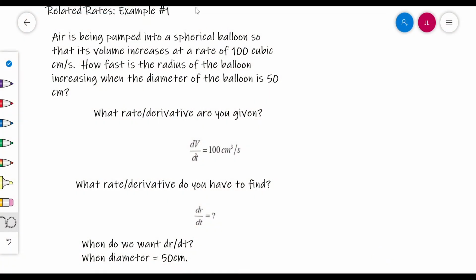This is a related rates example. Before doing this example, you should look at the introduction to related rates. Okay, so here's our first real live related rates example.